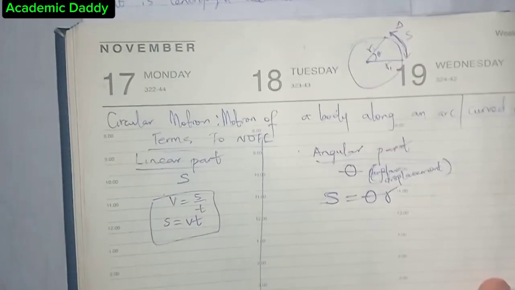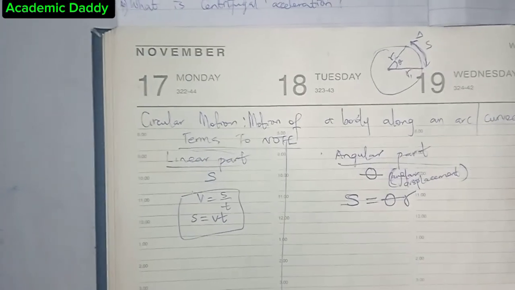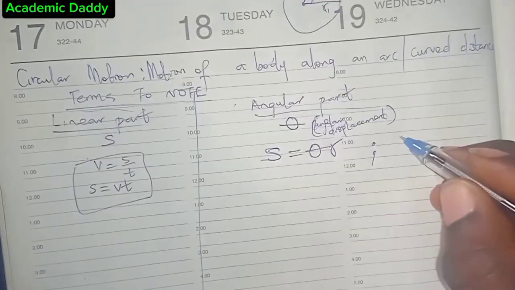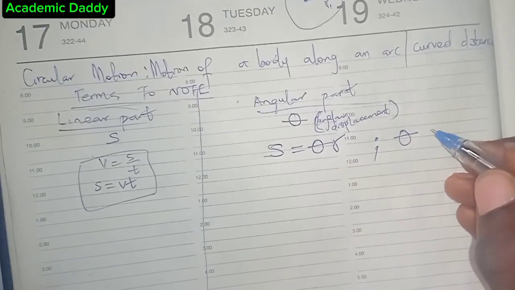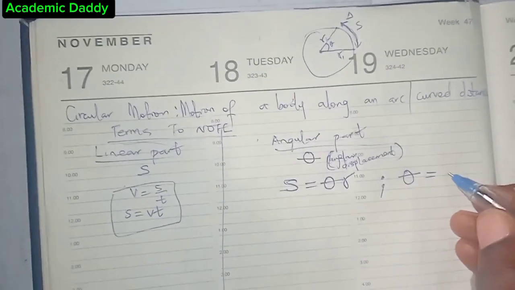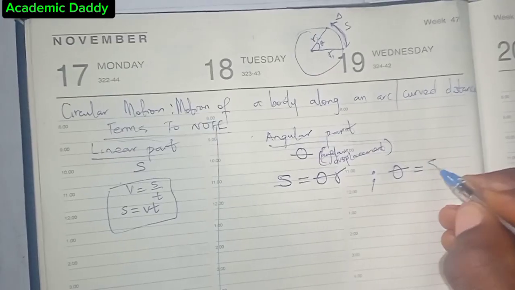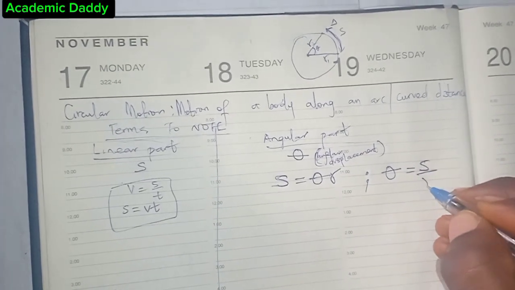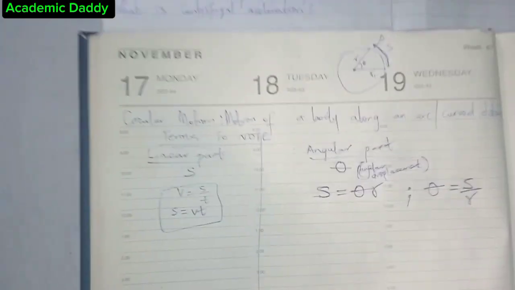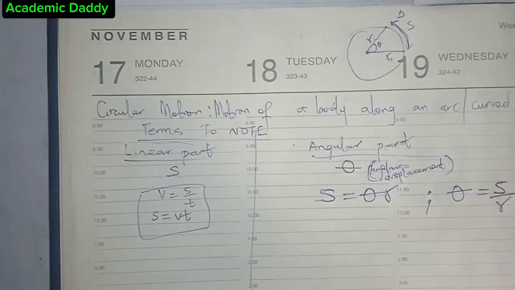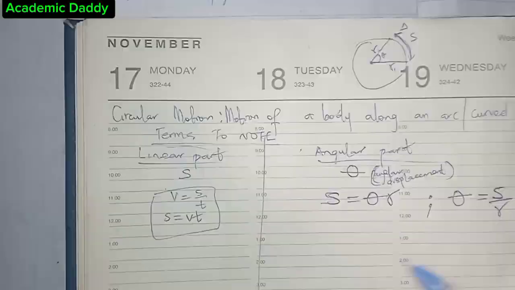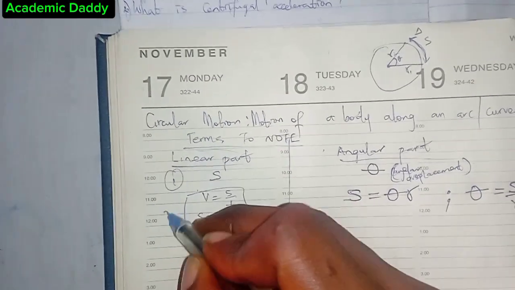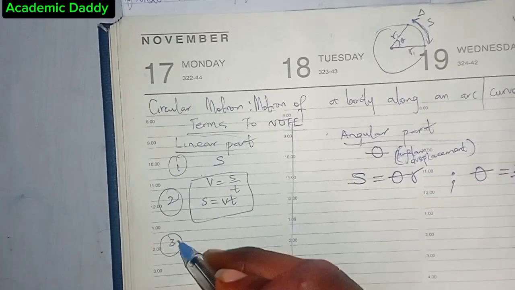So you see it. If this is true, that means angular displacement, which is theta, if you make it the subject, it simply means that angular displacement is equal to S, arc distance, all over R. Very important to note. Okay, then if you check it very well, you need to also remember, so this is point 1, this is point 2, point 3.